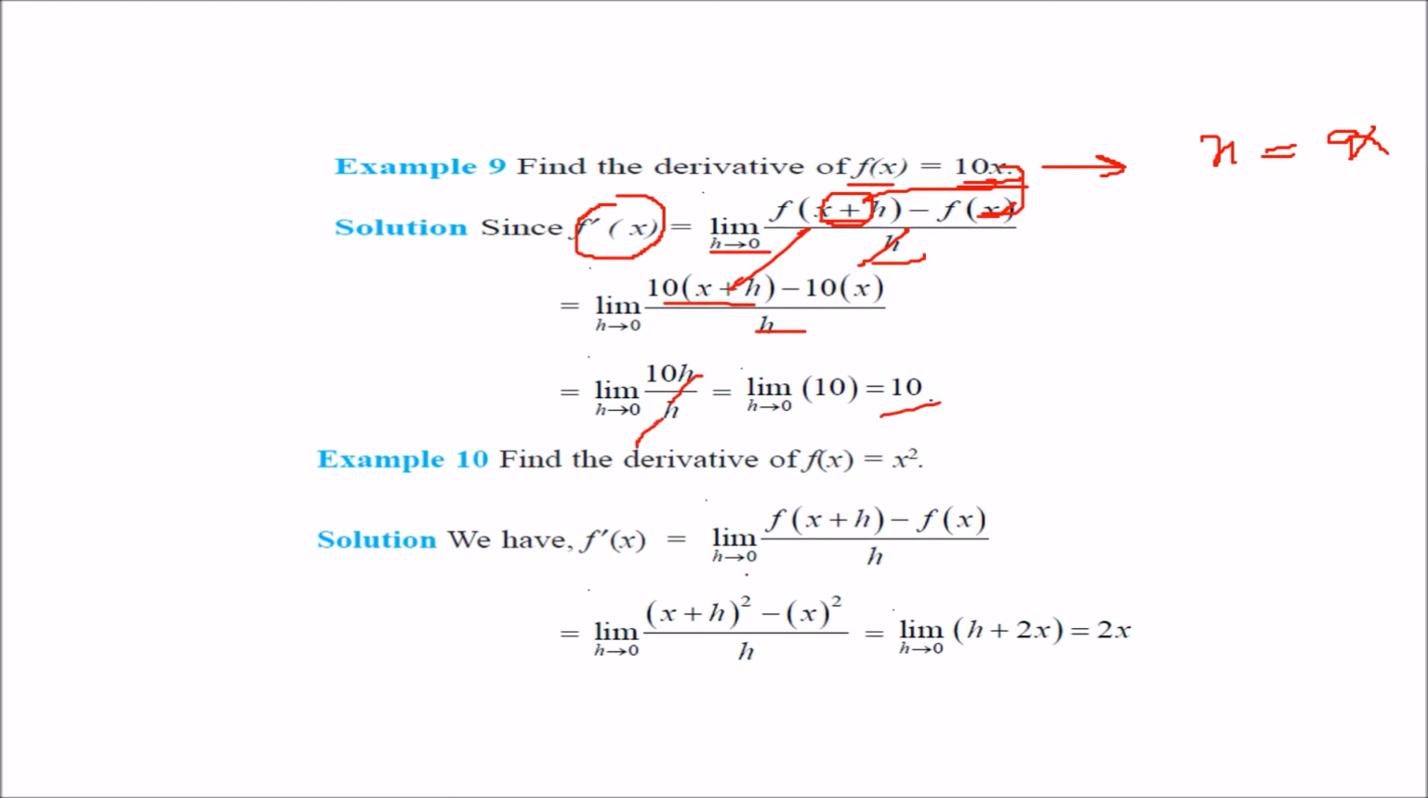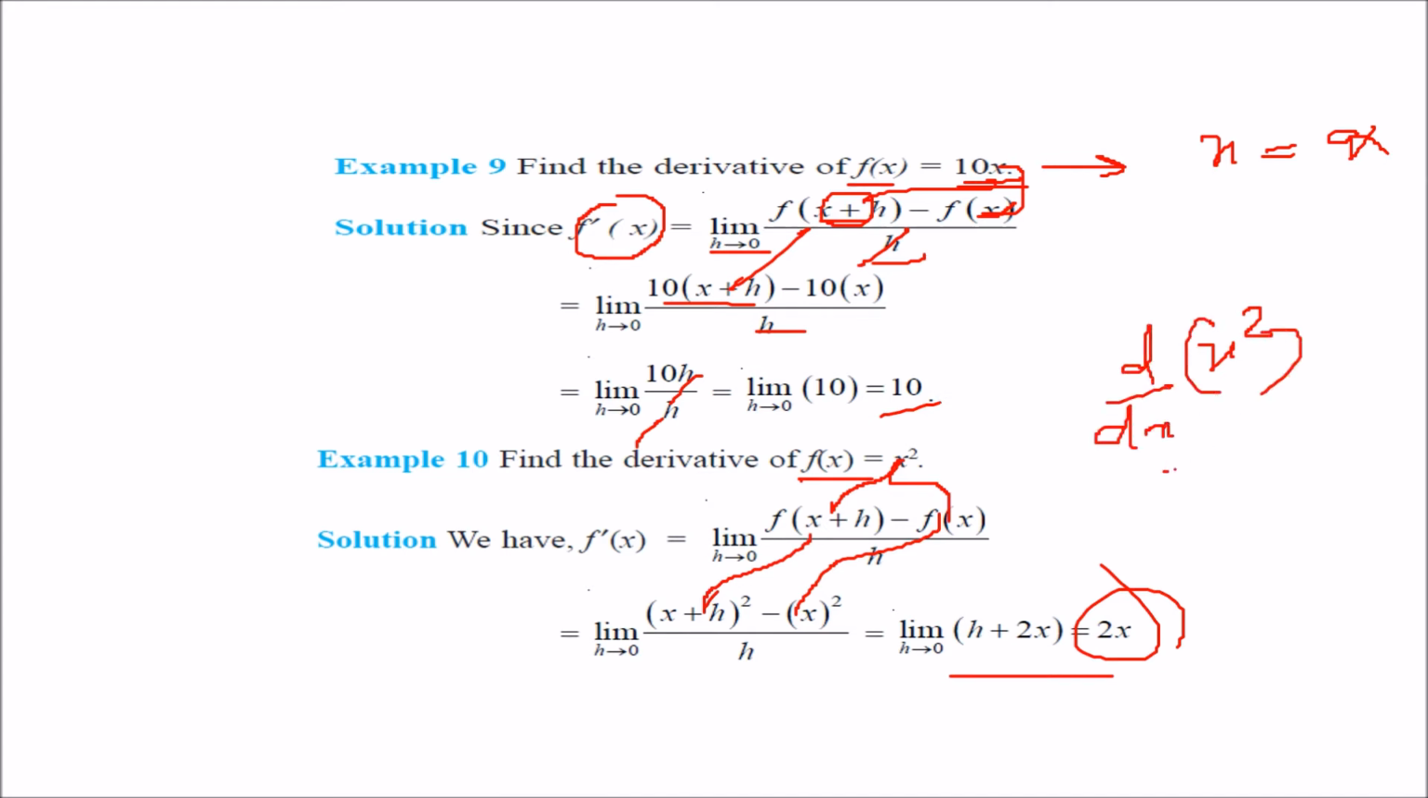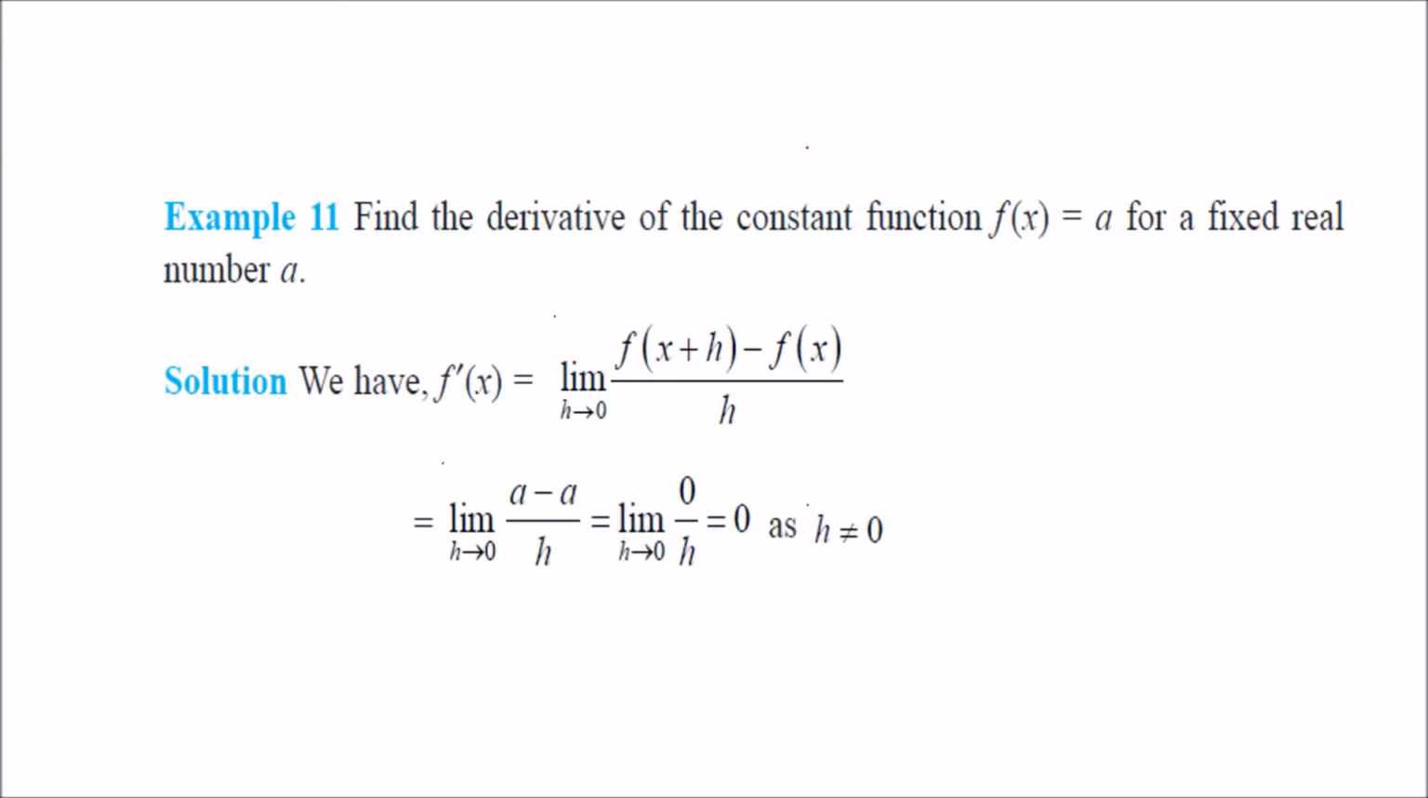Cancel it, 10. Here also f(x) is equal to x square. One time you place x + h, one time you place x, so x square. Solve it, you get 2x. So d/dx of x square is nothing but 2x, which is nothing but n x to the power n - 1. We are coming to this shortly.